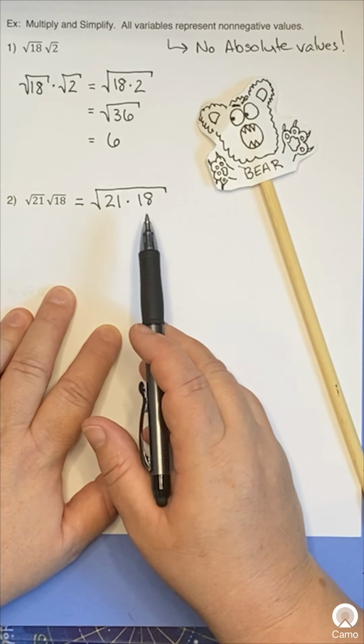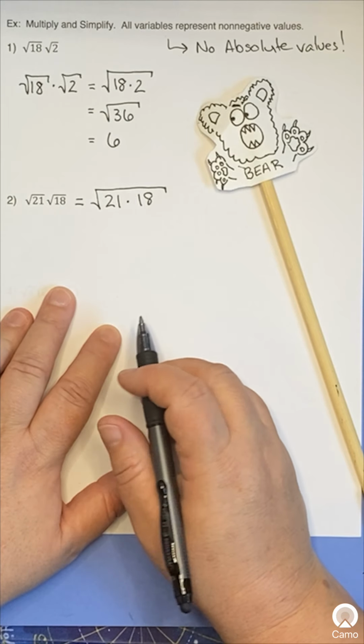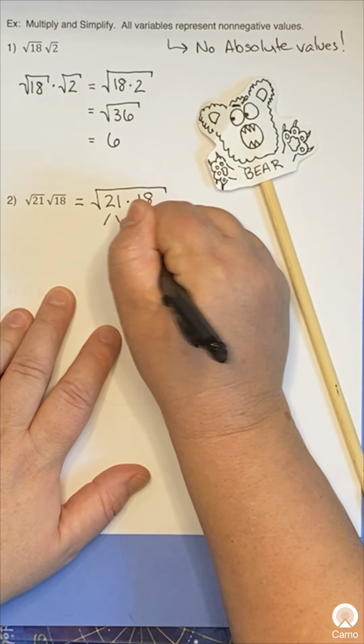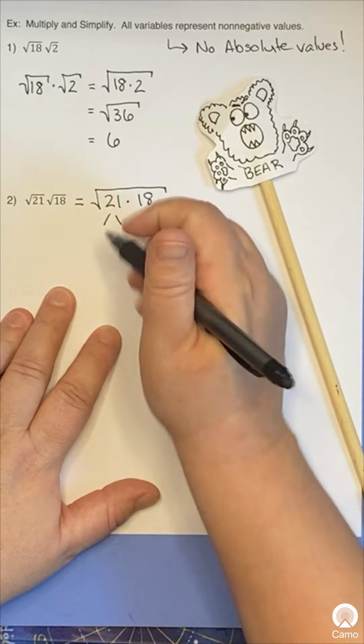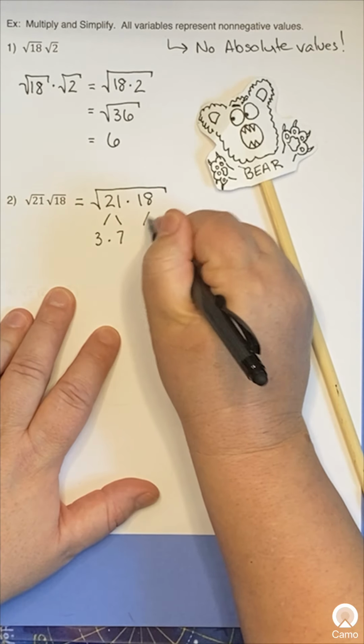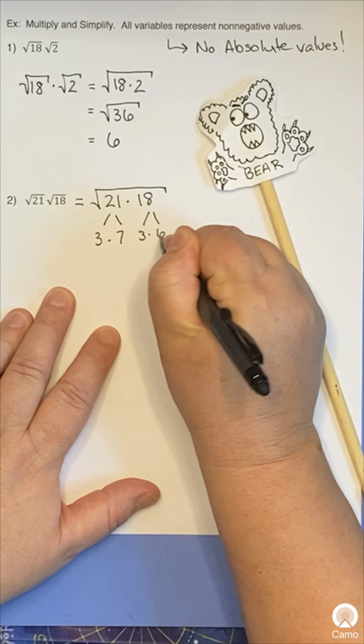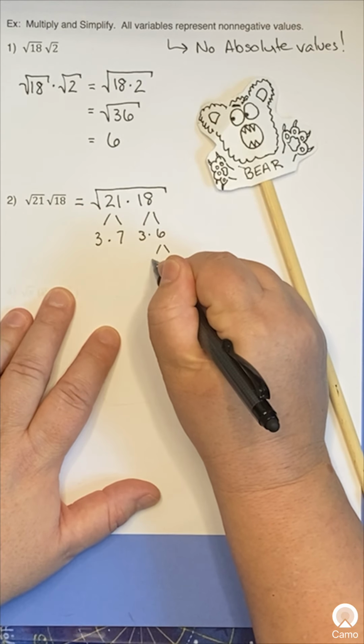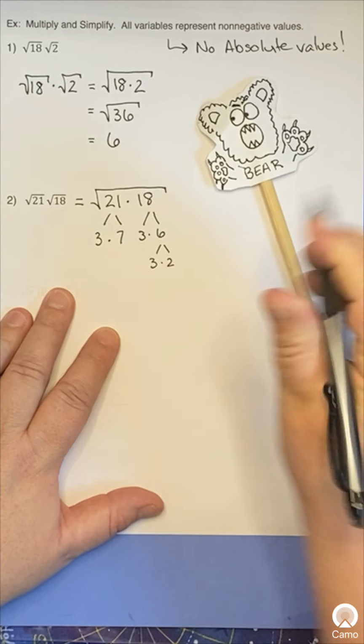So rather than multiplying, I'm actually going to break it down. 21 is 3 times 7, right? 18 is 3 times 6, and then I can break that down a little bit further into 3 times 2.